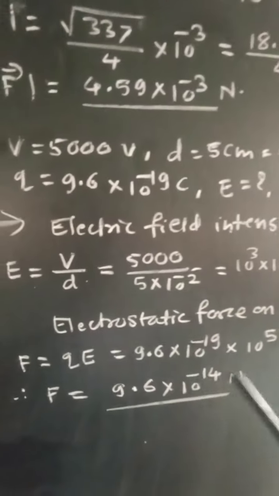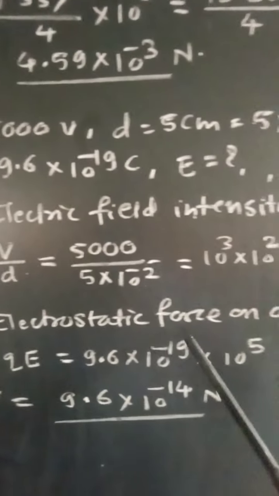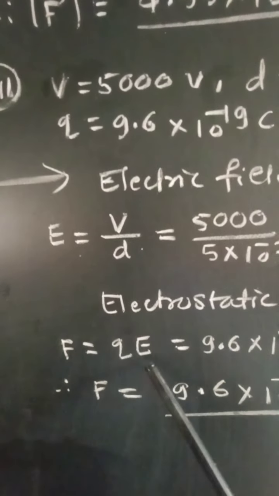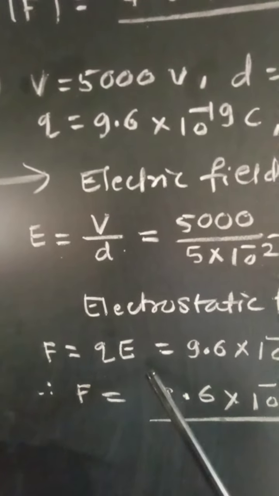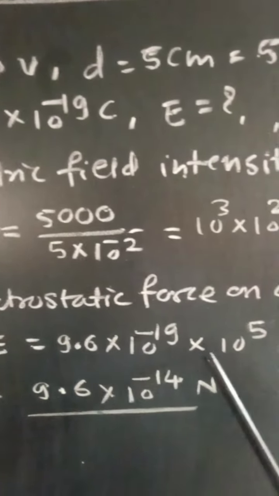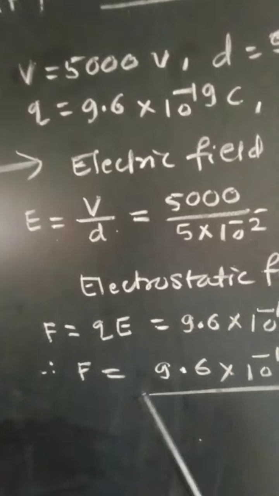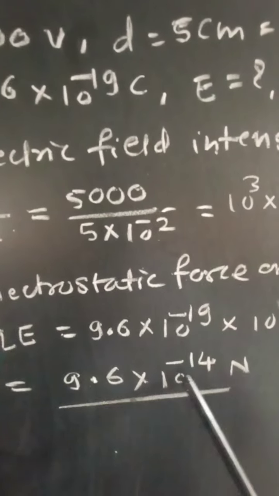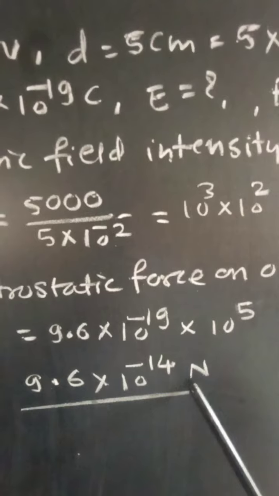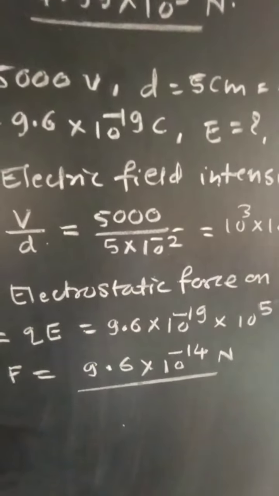This will be the required electric field intensity. Now, the electrostatic force acting on the drop will be F is equal to QE, that is charge into electric field, that will be equal to 9.6 into 10 raised to minus 19 into 10 raised to 5. Then that force comes out to be 9.6 into 10 raised to minus 14 Newton. This will be the required force which is acting on that oil drop.